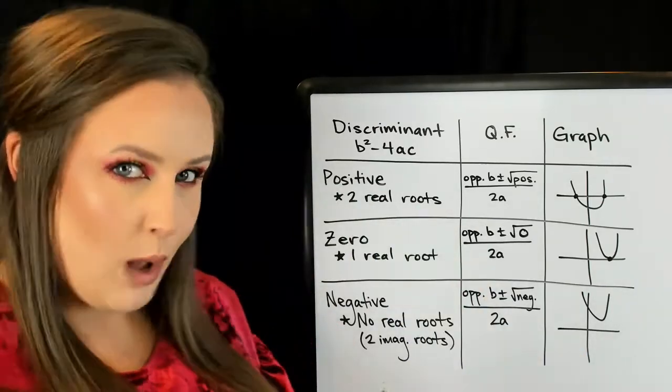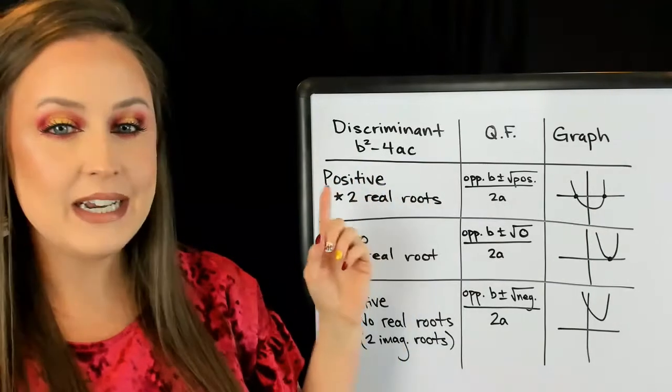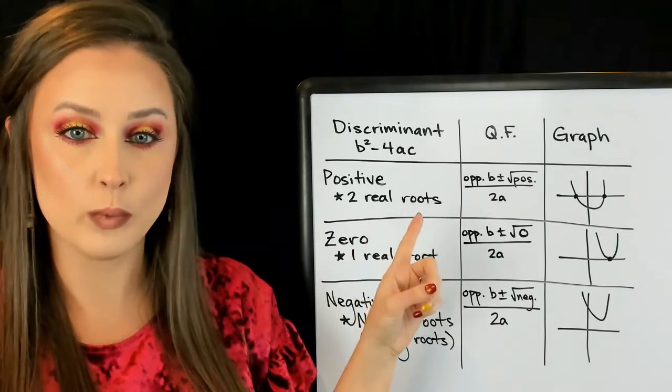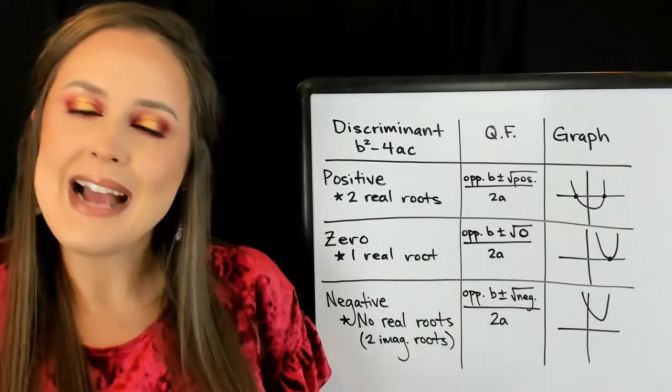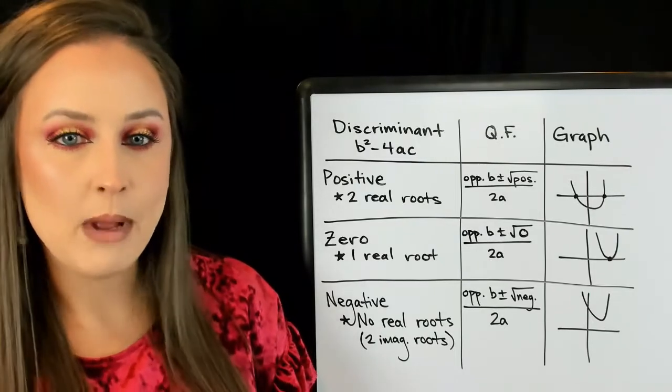So I've kind of drawn up a couple things here. Now, when the discriminant, which is b squared minus 4ac, comes out to be a positive number, that means you have 2 real roots. Roots are another word for x-intercepts or zeros or solutions. I know, lots of vocab.